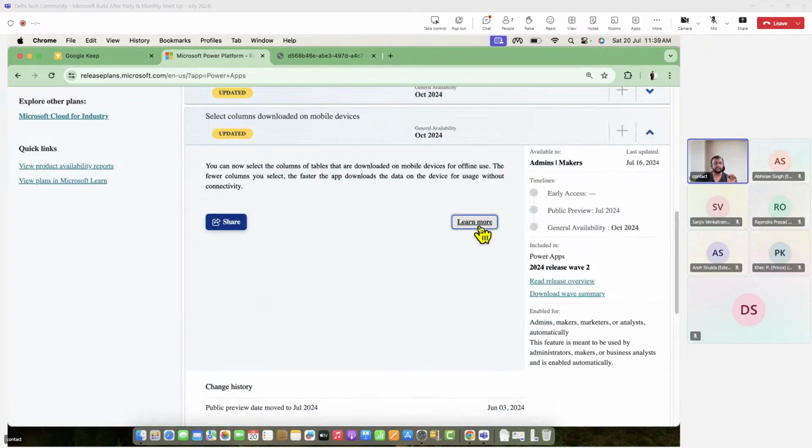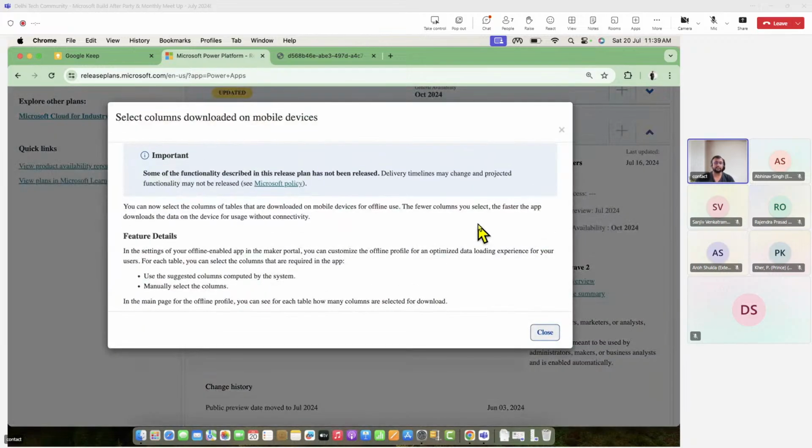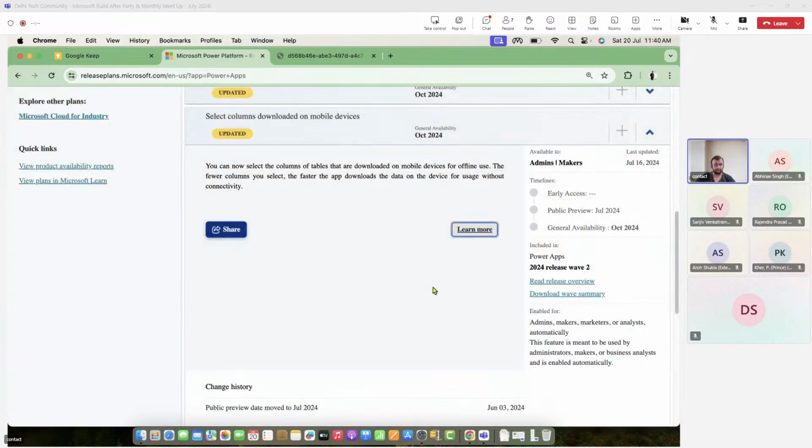Another important update is related to mobile devices and offline capability. We know that with Dataverse and model driven apps, you are able to create offline capable apps. But right now we don't have full flexibility. For example, if you have a very large table, it's not possible to show every column offline. So now you have an option to choose specific columns, and you can manually select those columns which you want to make available offline. That's probably available in July. It's already in public preview right now, and in October 2024 it's planned as GA.